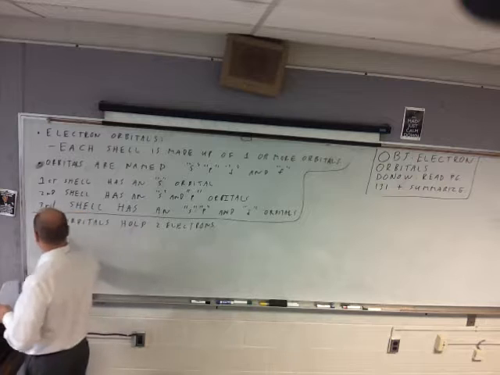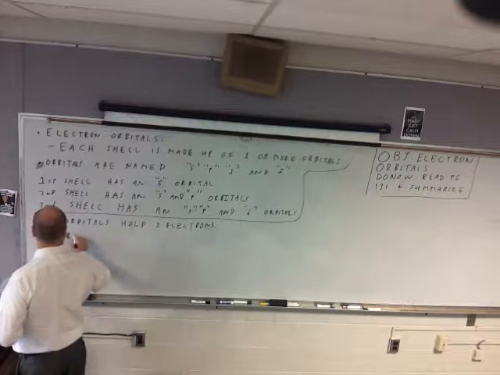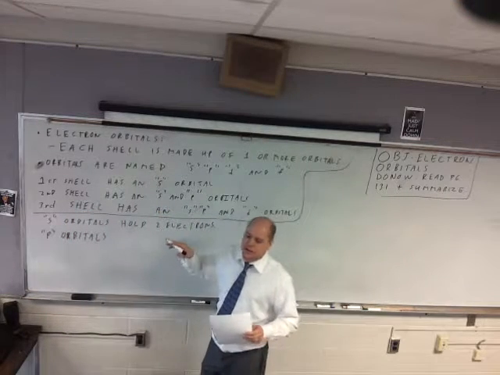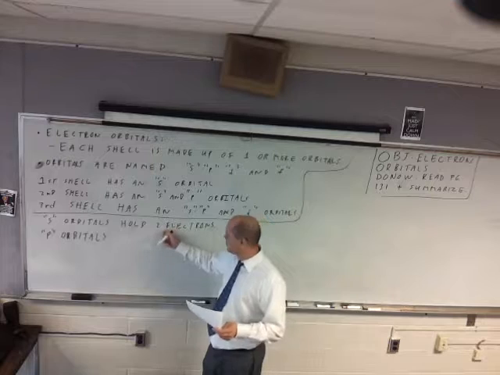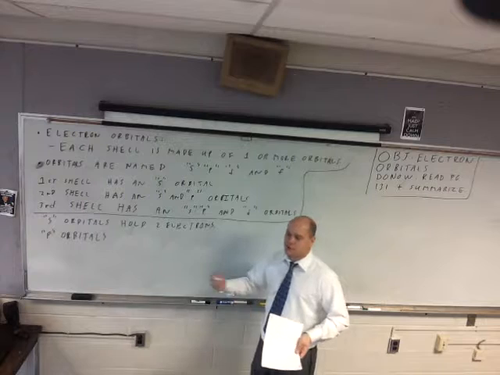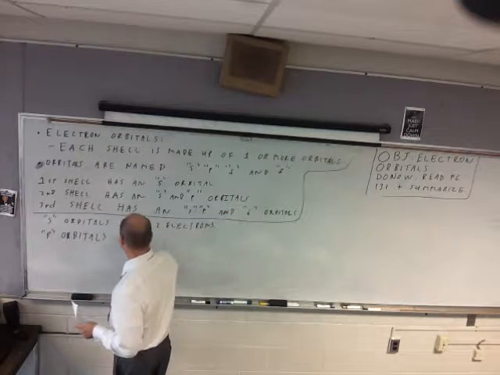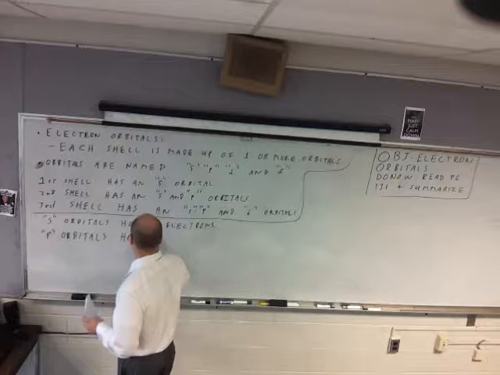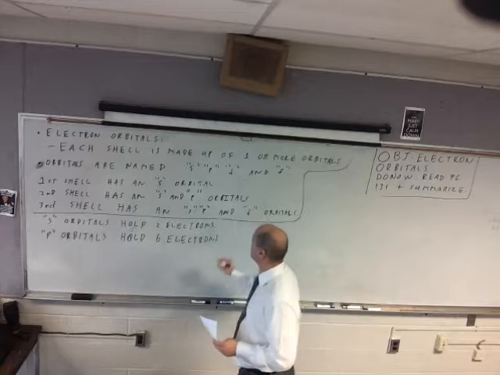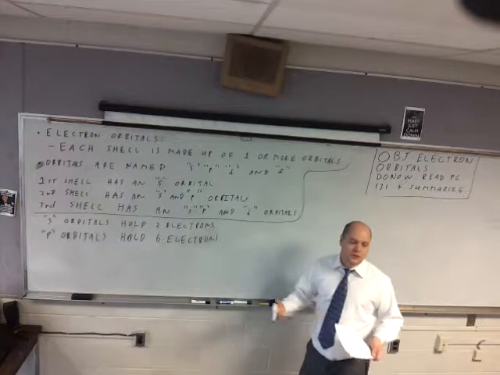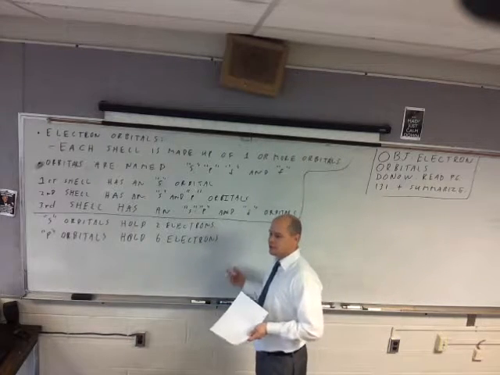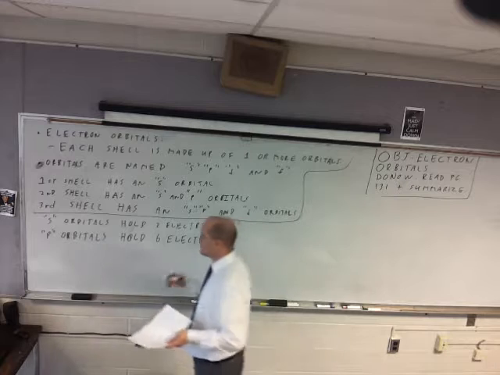P orbitals, by the way, if you're really on top of this stuff, the first shell only holds 2 electrons, and the S orbital only holds 2 electrons. So that tells you the first shell is just made up of that S orbital. That's why it only holds 2 electrons. P orbitals hold 6 electrons. This makes sense for the second shell, which has an S and a P orbital. 2 plus 6 is 8. That's why the second shell holds 8 electrons, because 2 go into the S orbital and 6 go into the P orbital.